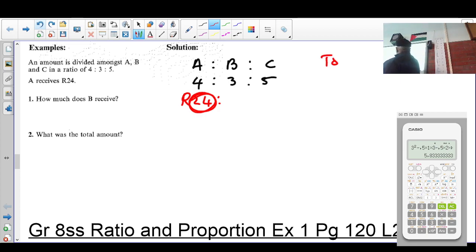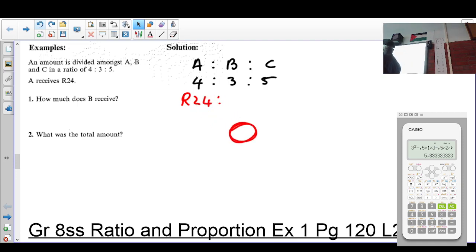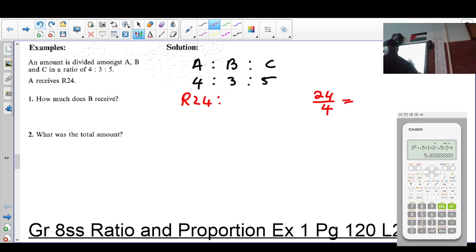So what we do is we say, okay, this 24 actually represents how many units? Does it represent the total of 12 units? No. It represents 4 units. Why 4 units? Because that is the value for A, the units for A. Not so? You will understand it. So what you say is 24 divided by 4 gives us what? 6 rand per unit.